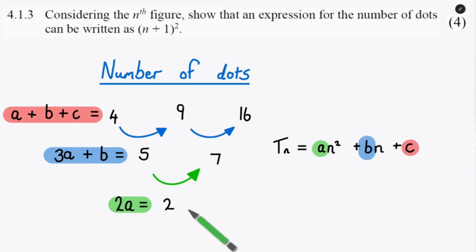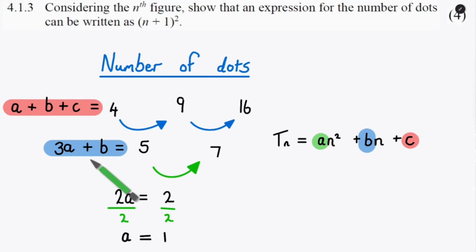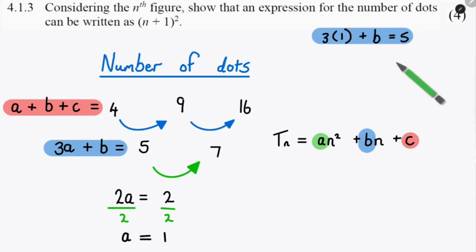And now that we have all those filled in, we're going to start with this equation here. Divide both sides by 2. And we get a to be 1. And then we're going to come to this formula, 3a plus b equals 5. And we're going to fill our a value in. Remember, we got a to be 1 to get this equation over here. And then 3 times 1 is just 3. Move that over, it becomes minus 3. So we get b to be 2.